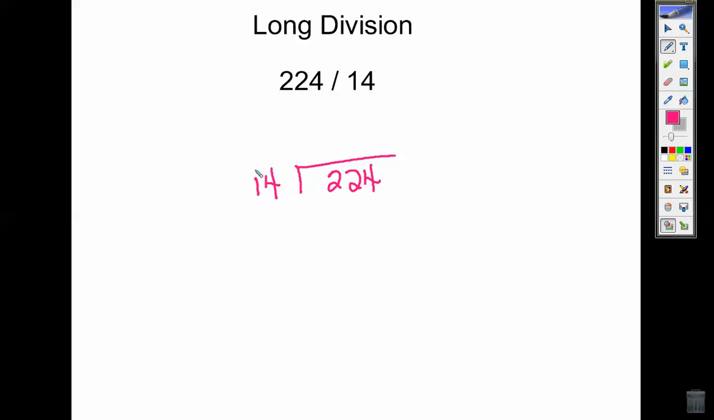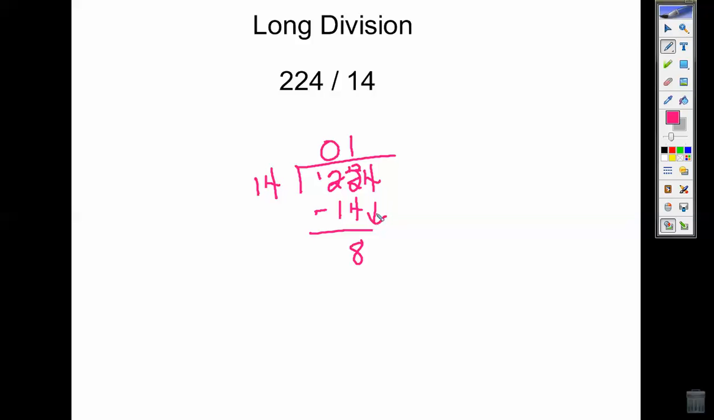So first I'm going to ask myself, does 14 go into 2? And the answer is no, so I'm going to put a 0 here, or you can put an X. Then, does 14 go into 22? Yes, it does. It goes in one time. 1 times 14 is 14, and I subtract. Oops. And 2 minus 4 I can't do, so I borrow. This becomes 12. 12 minus 4 is 8.